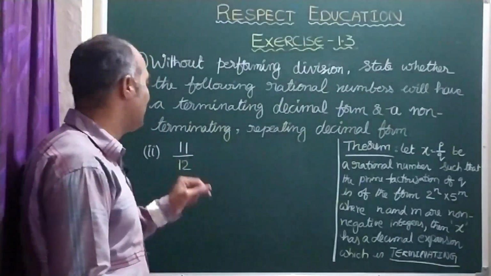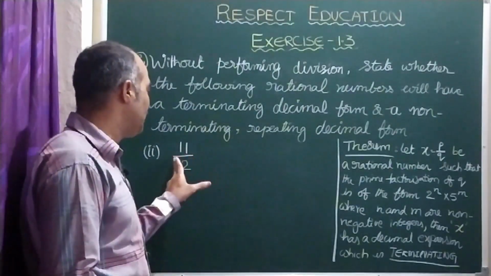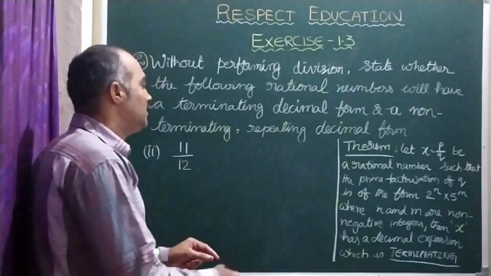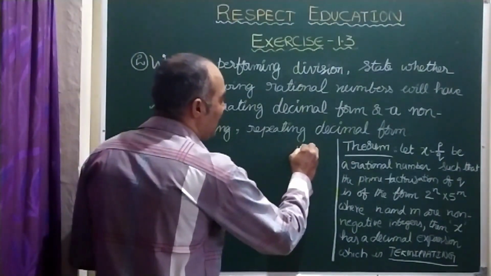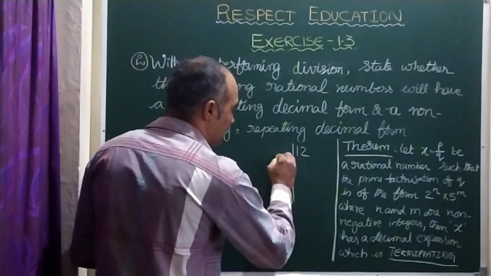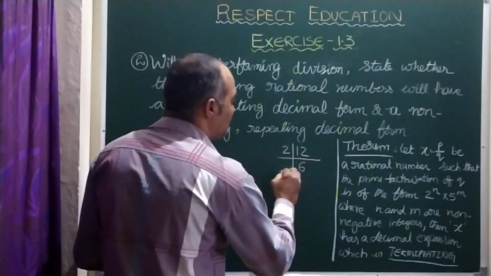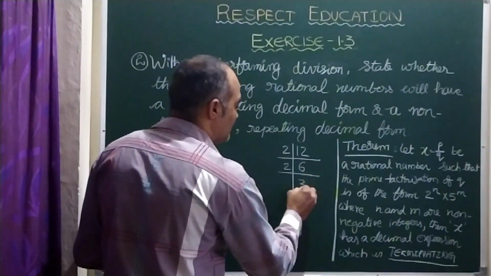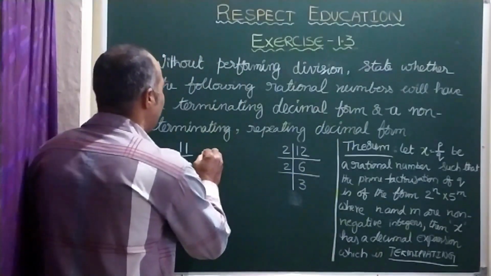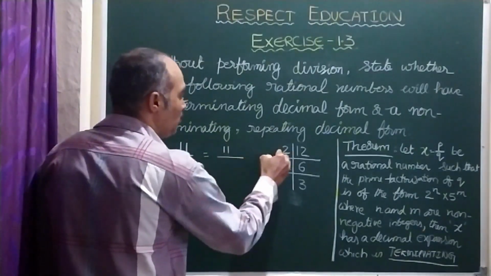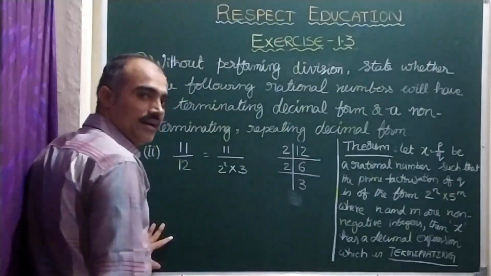Now let us see the next bit, children. That is the second one, 11 by 12. So here you compare this one with p by q. Here q is 12. So we need to write the prime factorization of q. Let us find the prime factors of 12. Here let us take 2: 2 sixes are 12, 2 threes are 6. That's all. So here we can write 12 as 2 square into 3, right?